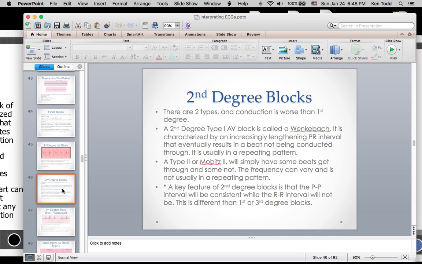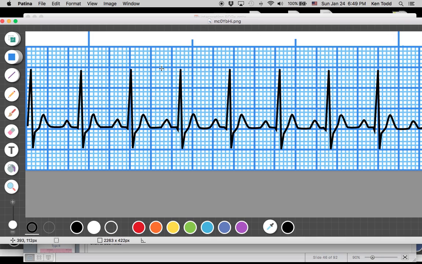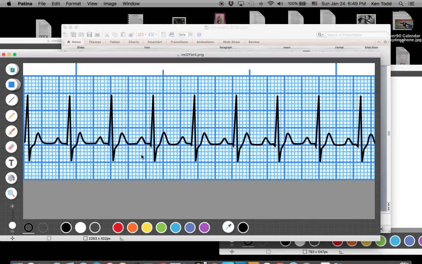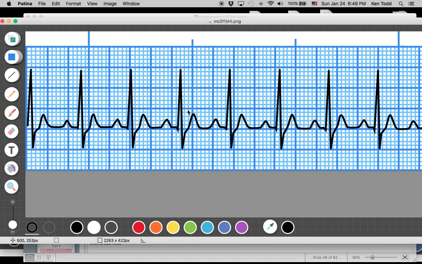So a key feature that you'll find with second degree blocks is that the P to P interval will always be the same. So you know how earlier we measured our R to R interval with the distance from R wave to R wave? You can also measure the distance from the peak of your P wave to the peak of the next P wave. Since the problem lies in the AV node, not the sinus node, the sinus node is still going to fire at this regular rate and regular rhythm. The problem is how they're being conducted through.